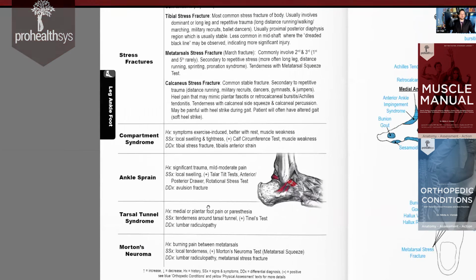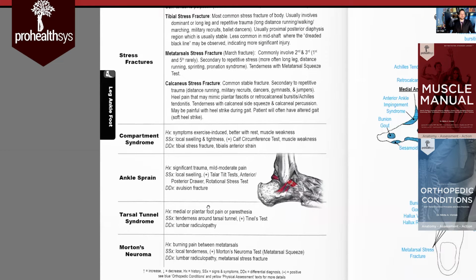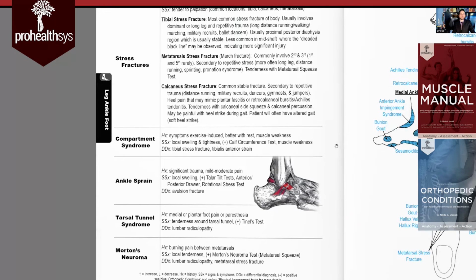Carpal tunnel, what am I trying to say? Not carpal tunnel, tarsal tunnel syndrome. And we can look at compartment syndromes, ankle sprains, Morton's neuroma, all of that good stuff.